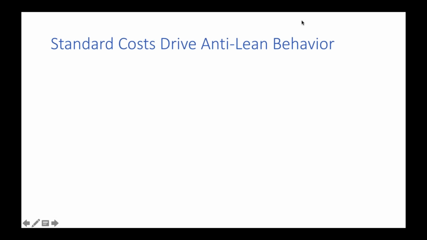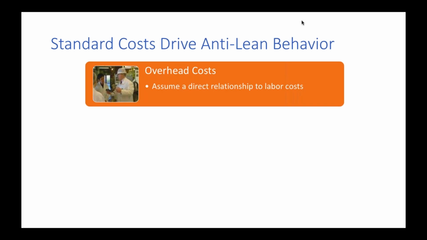So the problem is that standard costing based income statements drive anti-lean behavior. When you use overhead rates and overhead costs, it assumes that there's a direct relationship between overhead and labor, because typically your overhead rates are based on how much direct labor you have. And that simply isn't true of all your costs. Your costs don't vary based on direct labor.